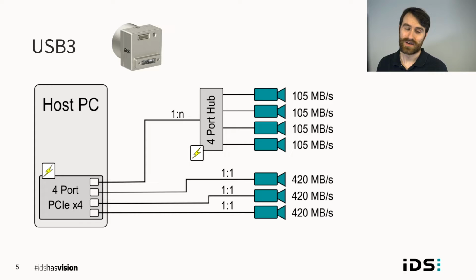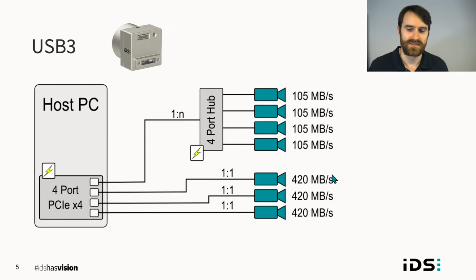You can add additional bandwidth by using a PCIe expansion card that carries additional USB host controllers. Cards can have multiple USB host controllers rather than just one additional as well. In this example, you can see we are using a 4-port PCIe card with a X4 connection to the host PC. And from one port, we have that 4-port hub, which splits the available bandwidth of that host controller to these 4 cameras. With these 3 cameras that are directly connected to this card, they get the full 420 megabytes a second. And that's because this card has a dedicated host controller per port.